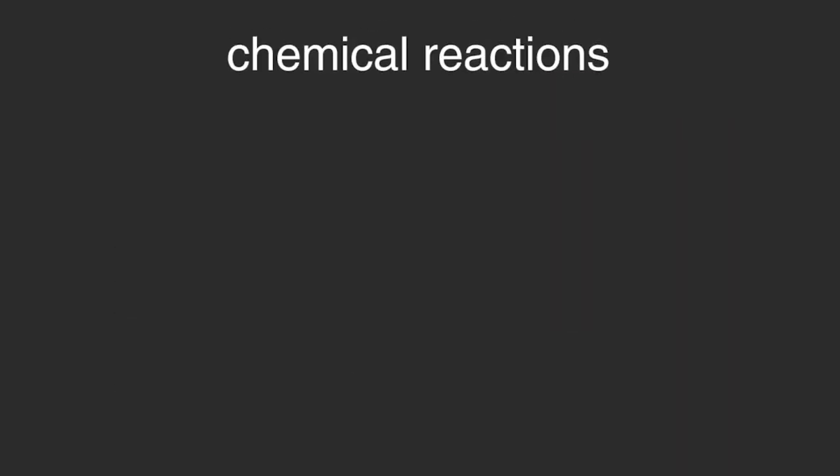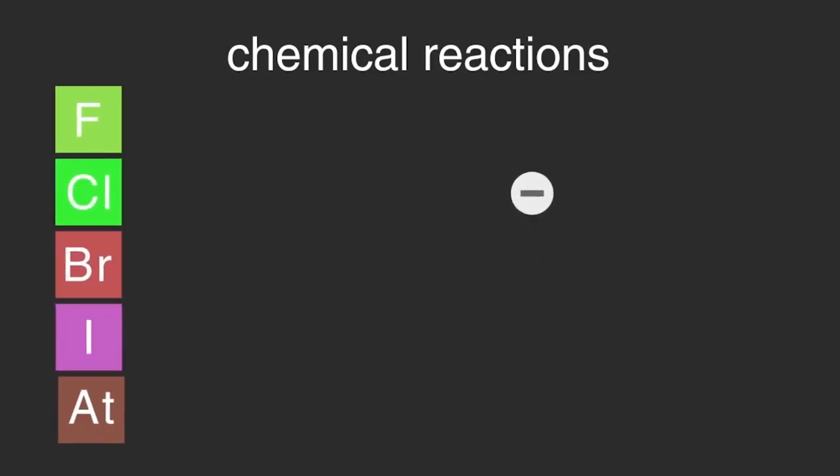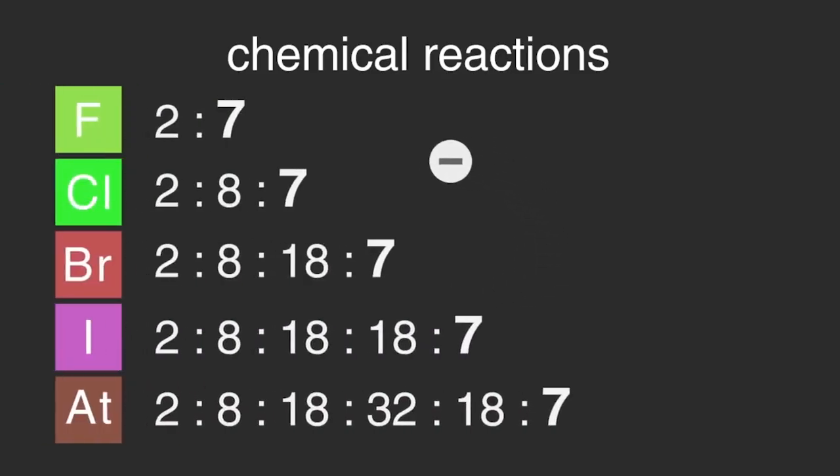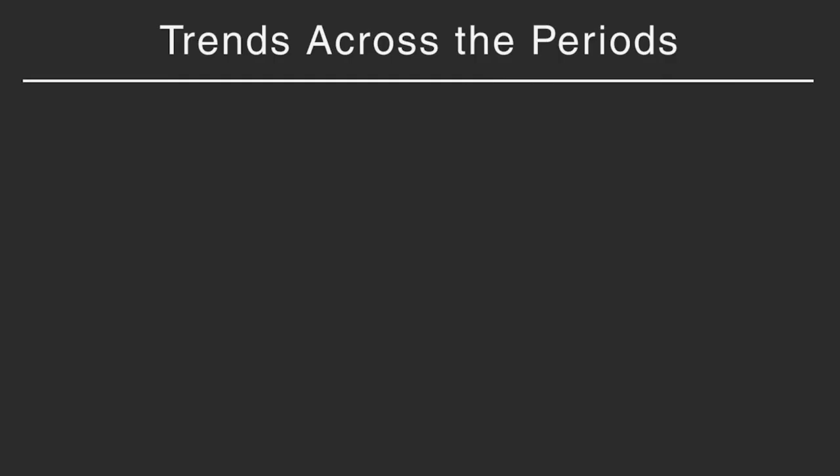Chemical reactions have to do with the movement of electrons. So, since all elements in a particular group have the same number of outer shell electrons, they have similar chemical properties. Let's take a look at the trends across periods. Periodicity is the trend in properties across each period.